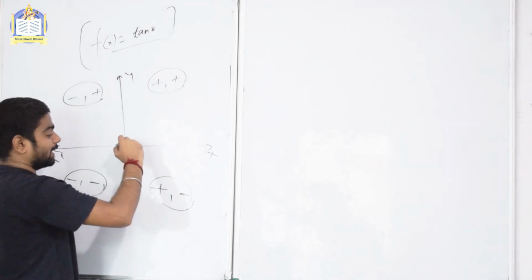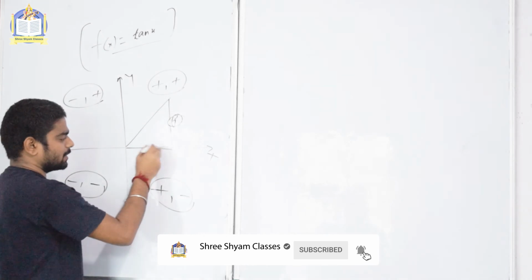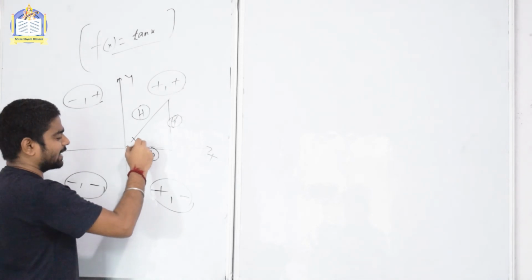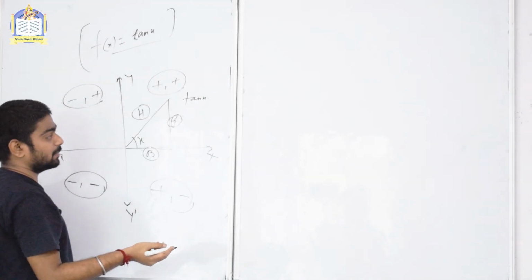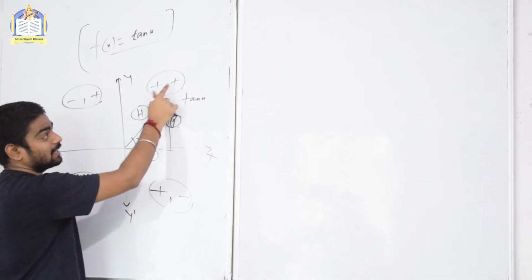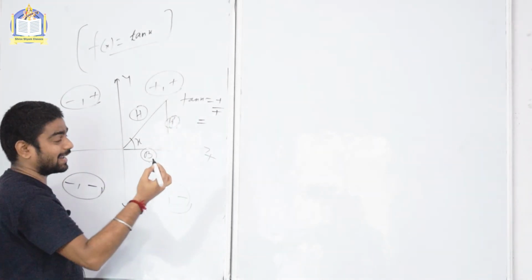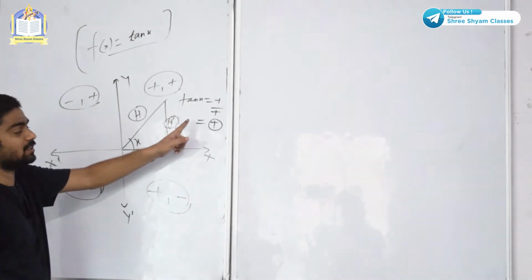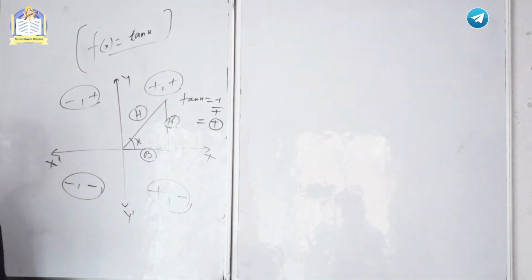So in the first quadrant, again, here we go: this is the perpendicular, this is the base, and this is the hypotenuse. The hypotenuse is not important here. So tan theta is p by b, where p is y and b is x. In the first quadrant both x and y are positive, so this is positive by positive. So in the first quadrant tan theta is positive, like sin theta and cos theta. In the first quadrant, sin theta, cos theta and tan theta, or any trigonometric function, are positive.